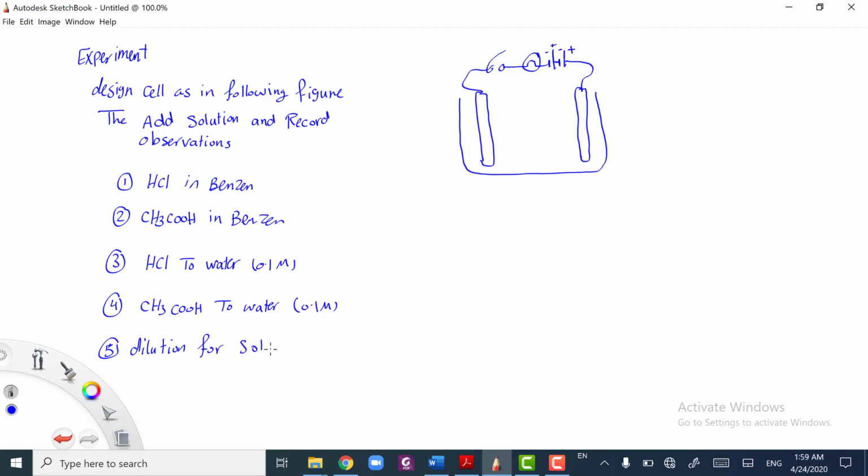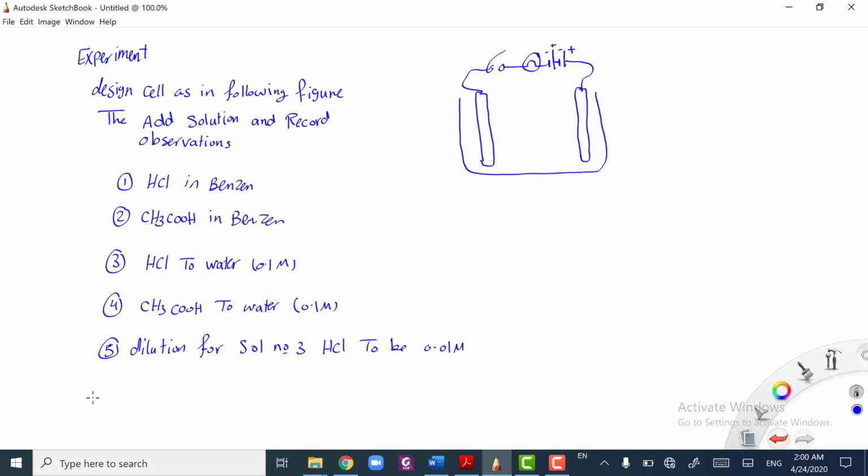Number 5, dilution of solution number 3, HCl to be 0.01 molar concentration. Number 6, dilution of solution number 4, CH3COOH to be 0.01 molar.